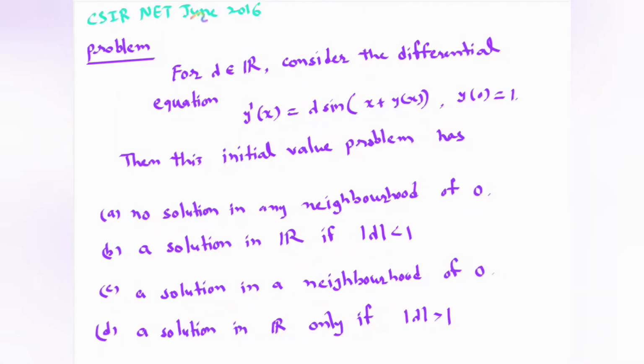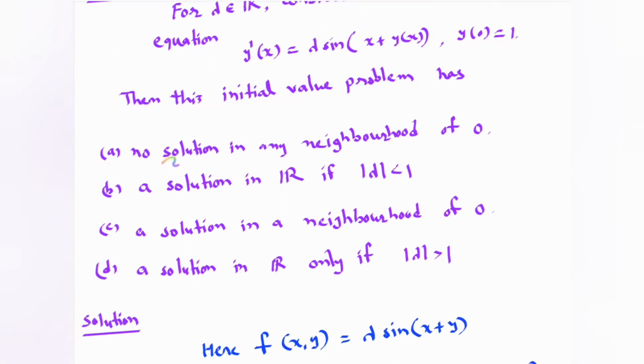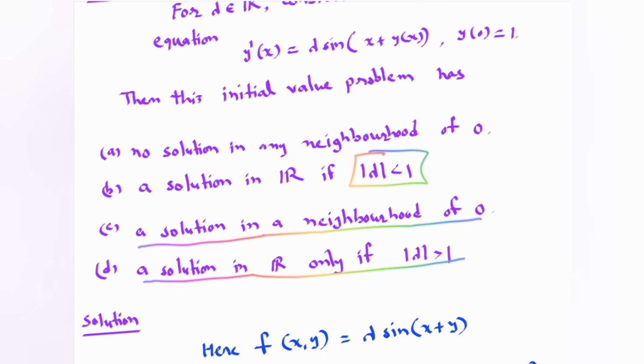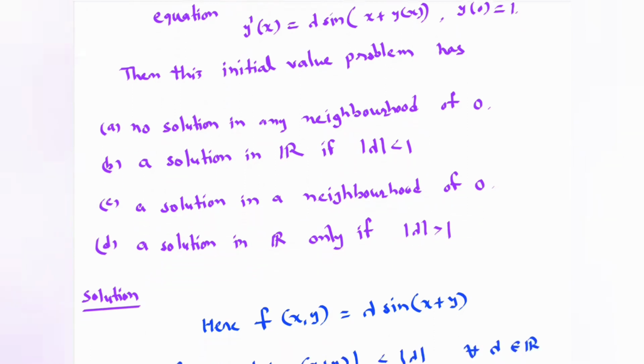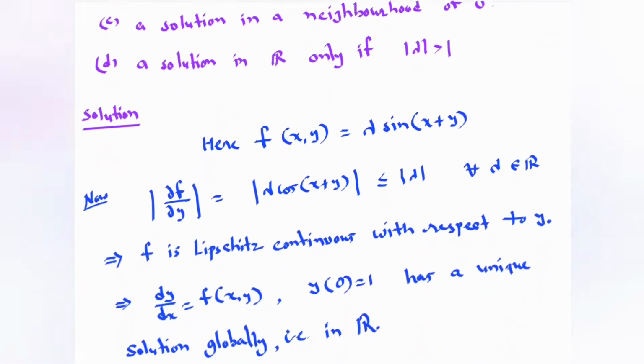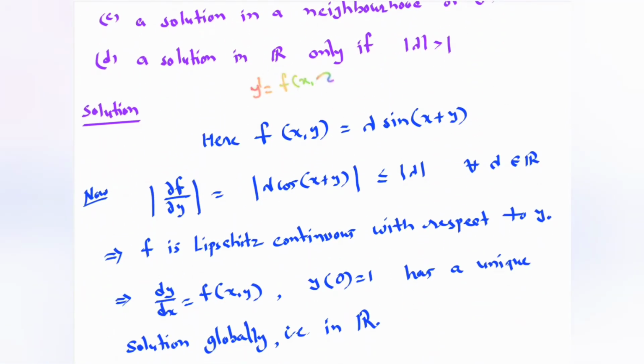This problem is from CSIR NET June 2016. So the problem is: for lambda belongs to R, consider the differential equation y dash x equal to lambda sine of x plus y, where y0 equal to 1. Then this initial value problem has: first option, no solution in any neighborhood of 0; a solution in R if mod lambda less than 1; a solution in a neighborhood of 0; a solution in R only if mod lambda greater than 1. So if we compare it with y dash equal to f of x, y, then f of x, y is lambda sine of x plus y.